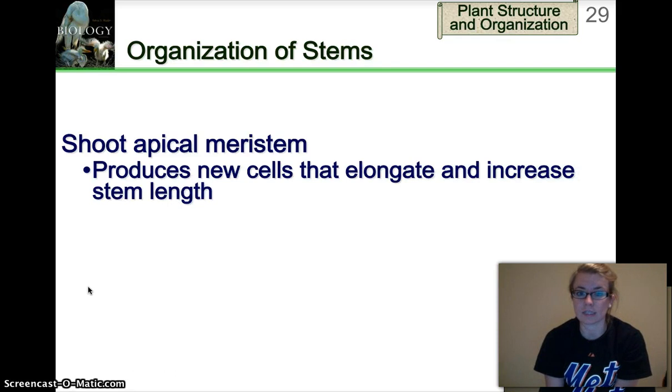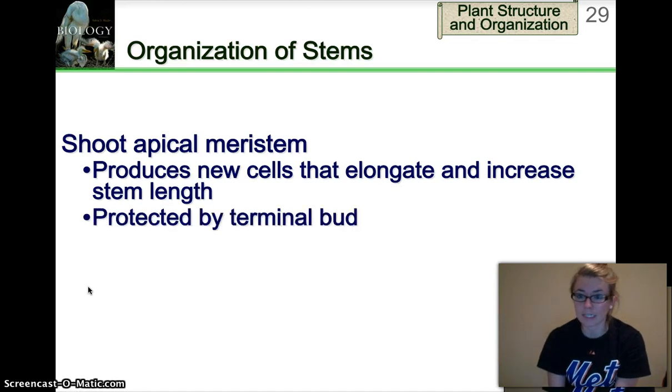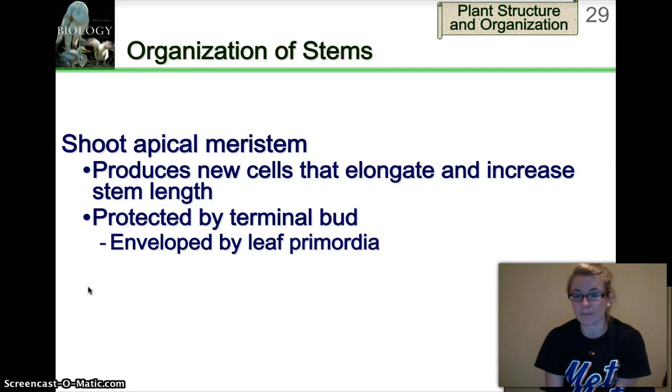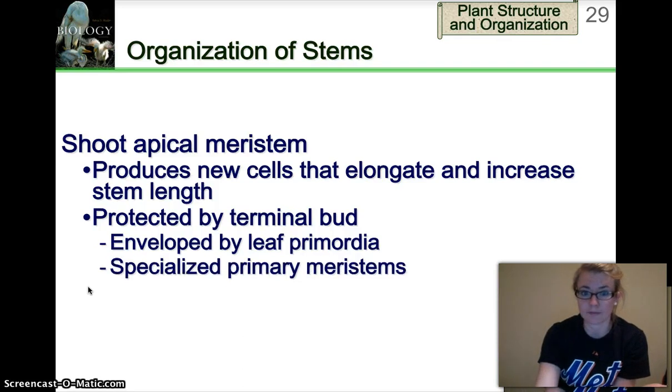These produce new cells that elongate and increase stem length. So this is, again, making cells divide, like the zone of cell division, and then those cells are elongating, which increases the stem length. They're protected by the terminal bud, which is enveloped by leaf primordia, which you don't really need to know, but they're like a bunch of baby leaves that protect the meristematic tissue because that's very sensitive. That is how plants grow. And if we harm the apical meristems, then the shoots can't keep growing.